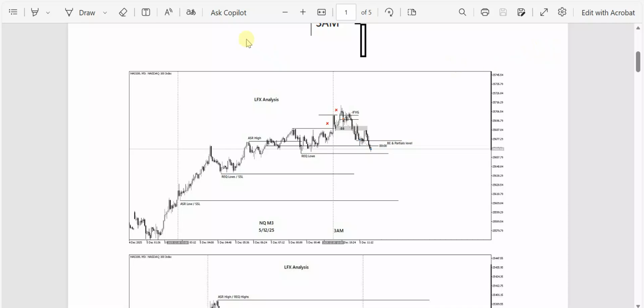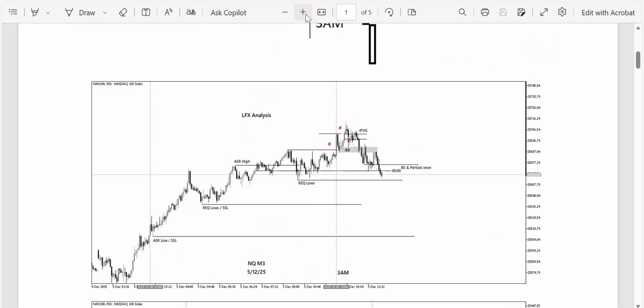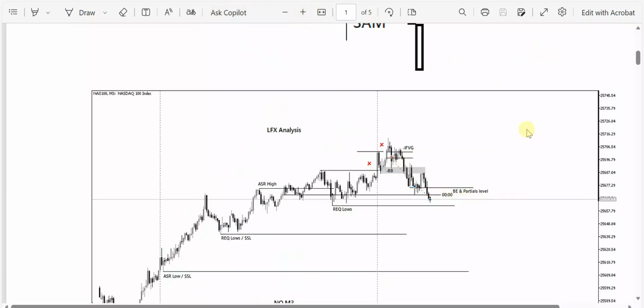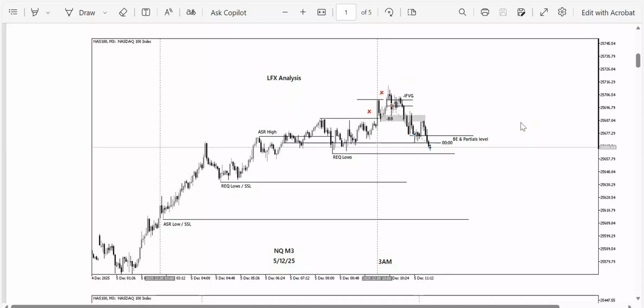So I have a few examples here which I picked out from some of the trades I've previously taken. So this was on the 5th of December 2025.